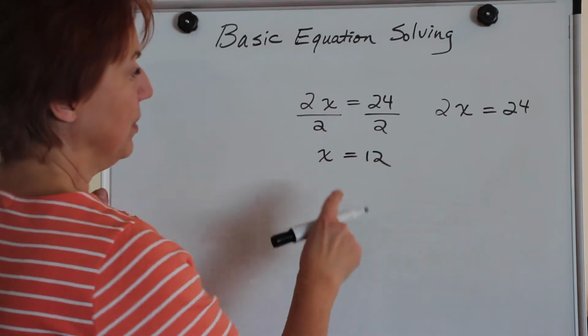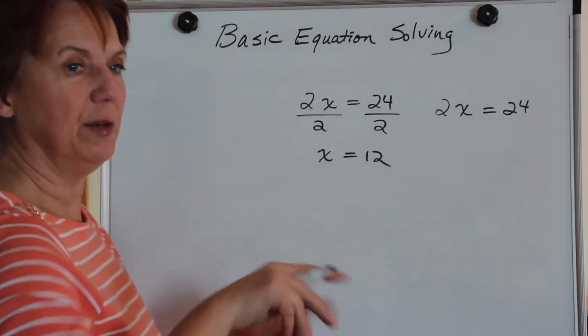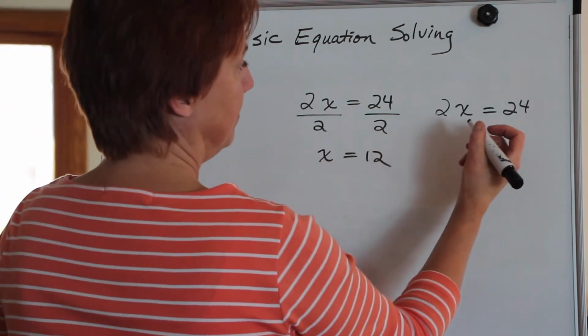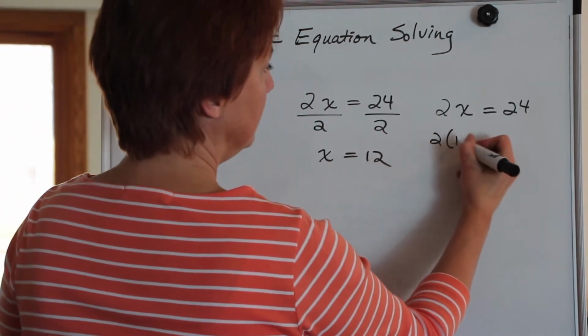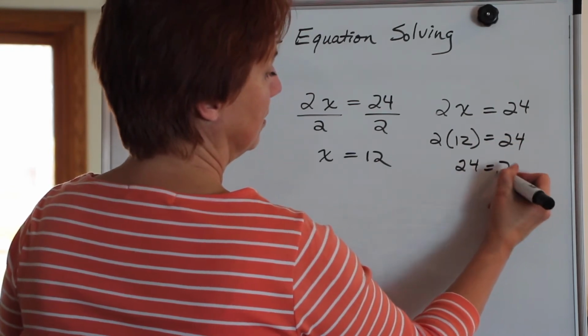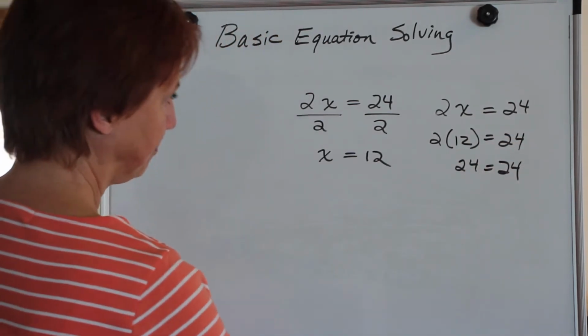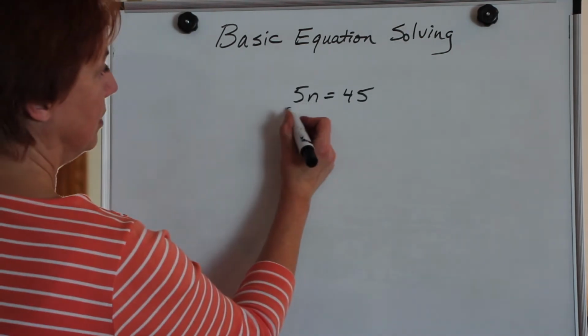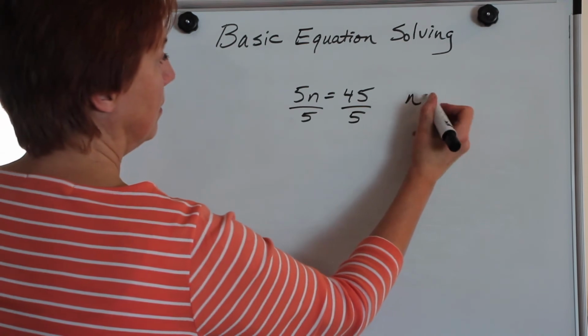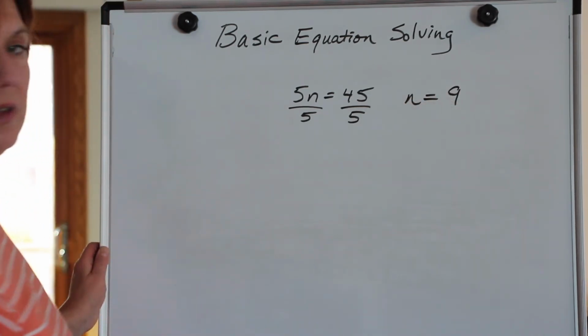It's the same number that 24 divided by 2 is, right? That's what we're doing here. So if I put in my answer, of course I'm getting the correct result. Yeah? Same thing here, we're just going to divide out that 5 and we'll get n equals 9. Okay?